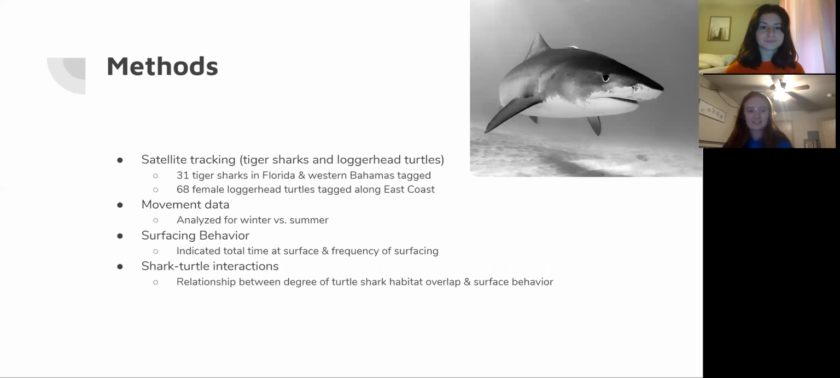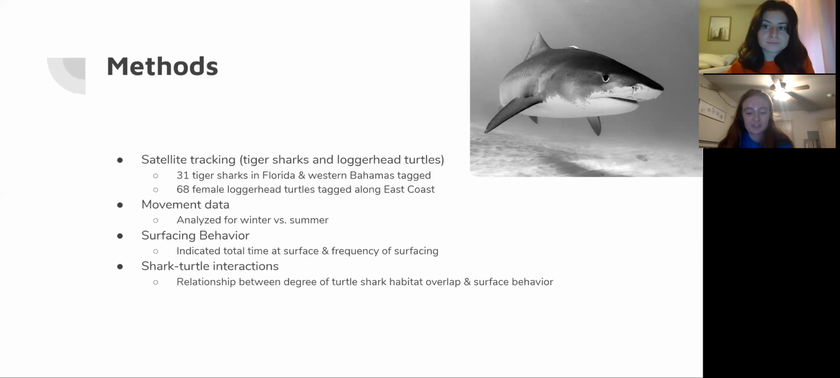So for the methods, the first subject is satellite tracking, and there were 31 tiger sharks tagged, which were in the size known to consume turtles, and they were tagged from 2010 to 2013. And there were 68 female loggerhead turtles that were tagged from 1998 to 2008. For the movement data, the locations of the sharks and turtles were tagged by Argos CLS and mapped in ArcGIS.